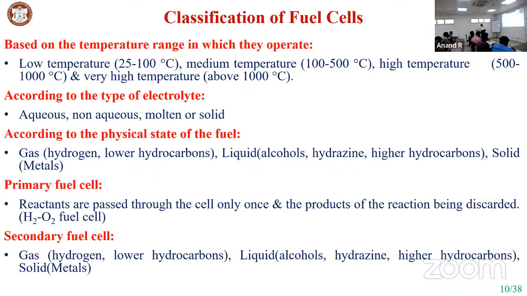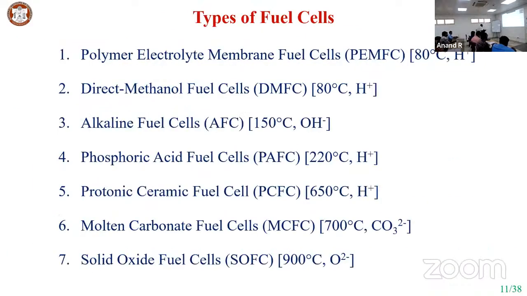Then secondary fuel cell, the fuel gas generation: hydrogen, liquids and solid. So there are different fuel cells based on the temperature. I said at low temperature you have the PEM fuel cell, the polymer electrolyte membrane fuel cell, because the membrane is polymer in nature. This is all the electrolyte, right? As fuel, here we are going to use hydrogen.